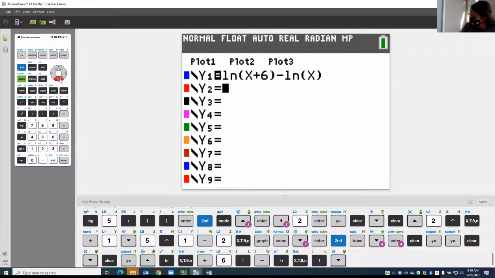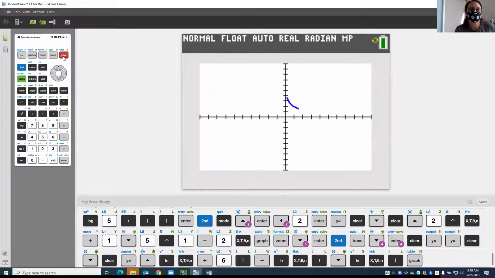And then go to y2. We're going to put the right-hand side of the equation into y2. On the calculator, as soon as you start entering a log expression, it's going to open a set of parentheses. You want to make sure you close it at the end. All right, so once you have that done, go to graph, and it's going to put both of the equations in there. On mine, it does it in different colors. Yours might not be, but that's okay.